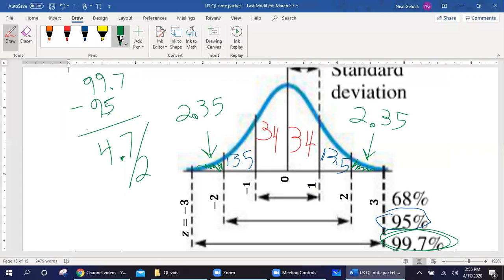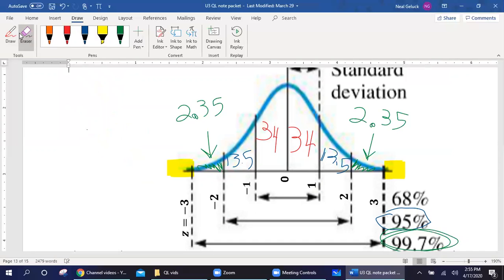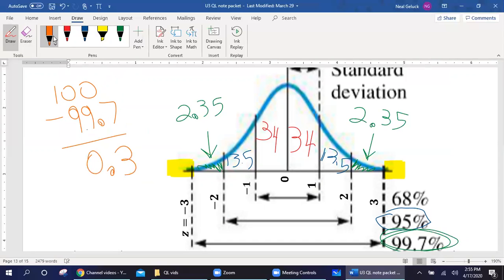The last thing would be anything outside of that 3 on each tail. Well, all of the data represents 100%. And if I subtract off the 99.7, that leaves me with 0.3%. So this little bit over here, this little bit over here represent 0.3%. If I divide that by 2, each one of these even smaller slivers represents 0.15%.